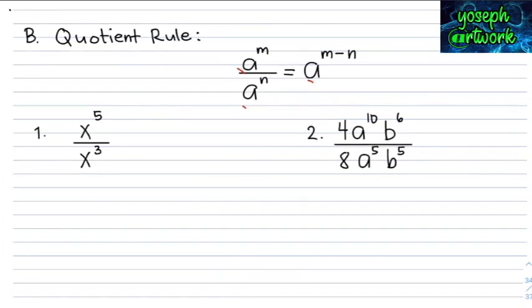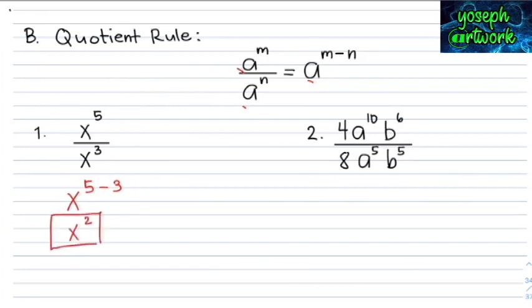Observe muna, parehas ang kanilang base. So, all you need to do is to copy the base x, and then subtract your exponent. Tandaan na, ang lagi mo uunahin ay yung exponent ng numerator. So, that will be x raised to 5 minus 3. Simplifying that, it will give you the answer of x raised to 2 or x squared. This is the answer for item number 1. Sana nakukuha nyo na yung mismong konsepto ng quotient rule.